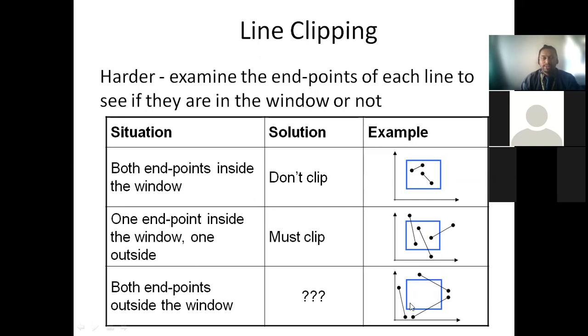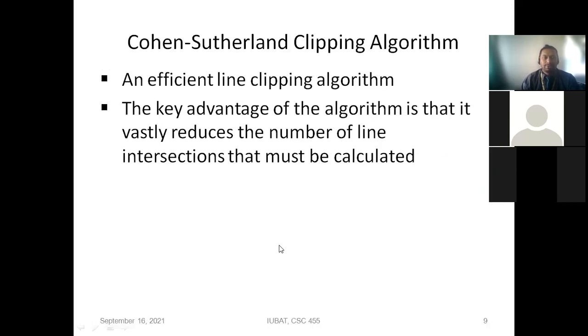There also you have two scenarios, as you can see. Either none of the line is touching the window, or some part is touching the window. If that happens, then we also have to clip it, and we first have to check how much portion of the line is inside the box. That's what we need to do for line clipping.